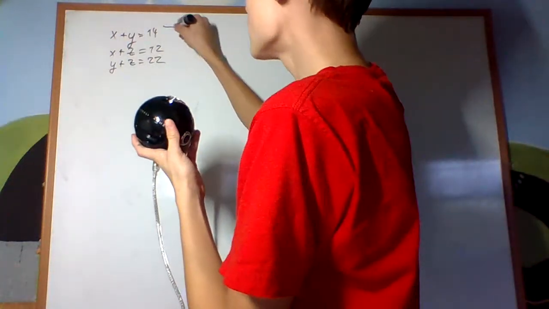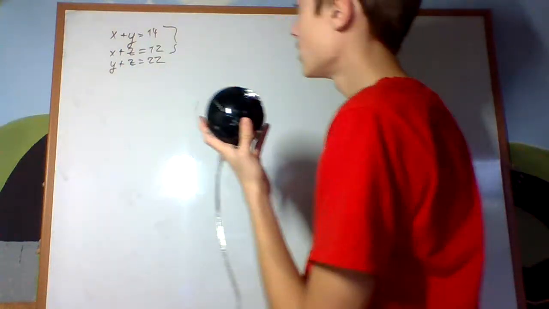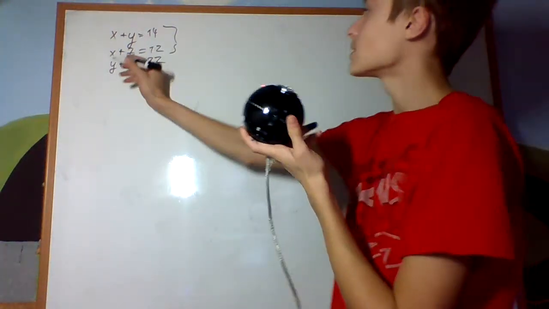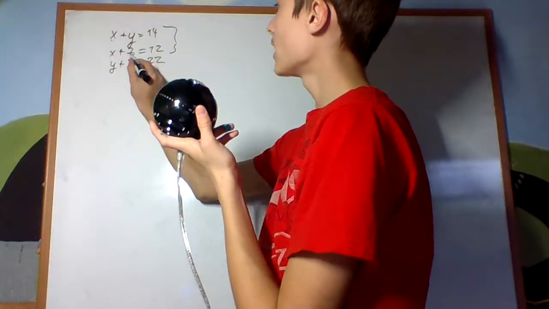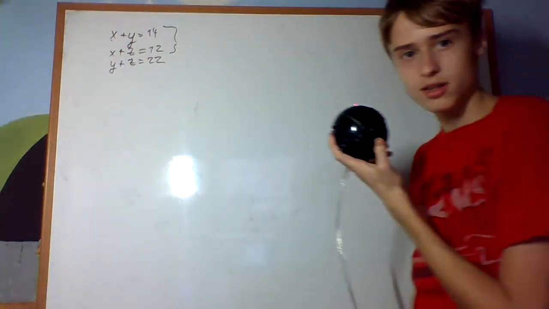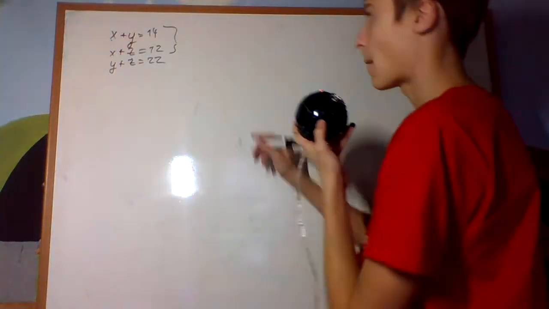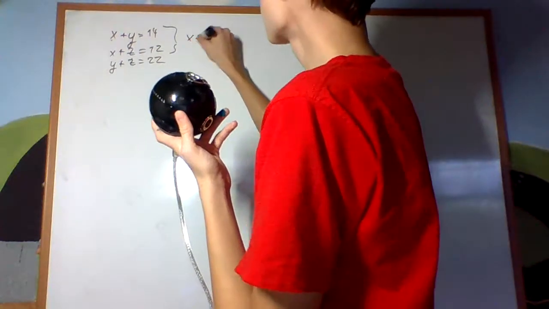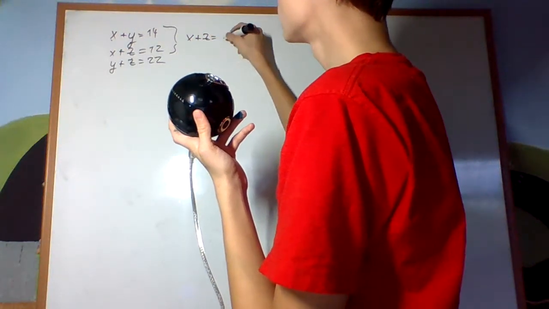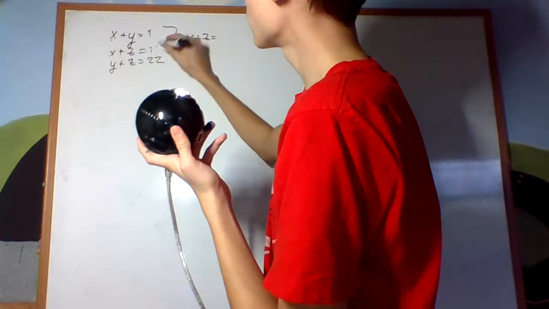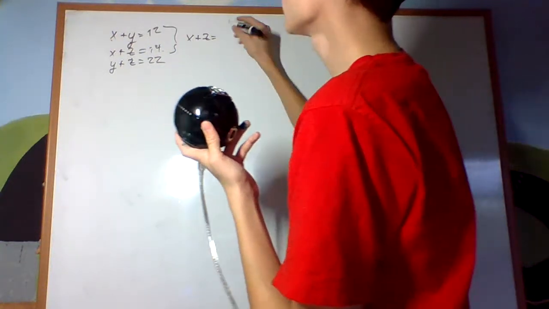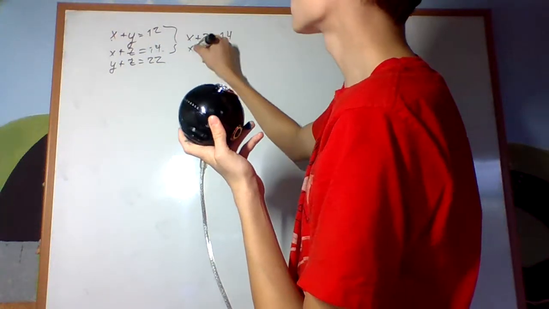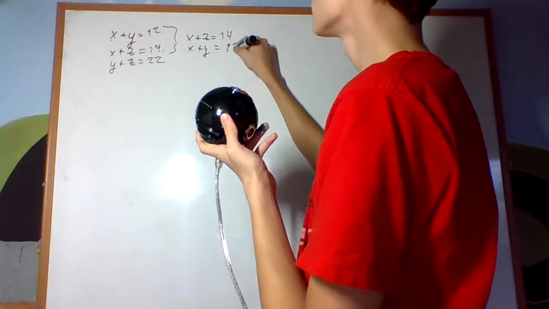Well, I'm going to look at these two equations, right? Now, do realize that x, y, and z are all just numbers. They're just variables. They're substitutes for numbers. So I'm going to have x plus z equals... Oh, sorry, I have these switched. Okay, so I have x plus z equals 14 and x plus y is 12, right?